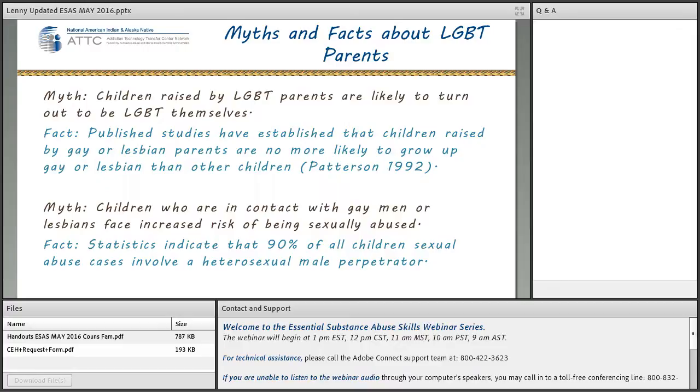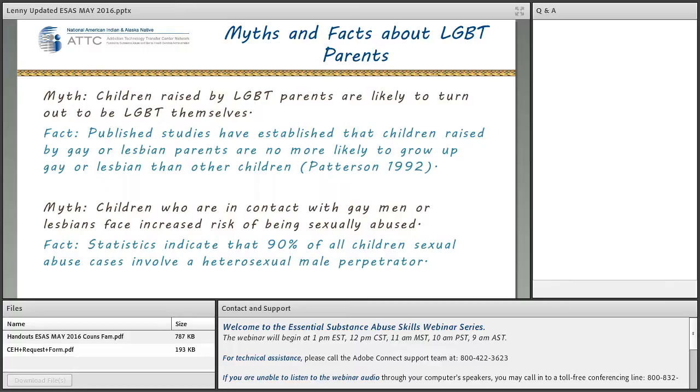Myth: children who are in contact with gay men or lesbians are being sexually abused. Fact: statistics indicate that 90% of all child sexual abuse cases involve a heterosexual male perpetrator.